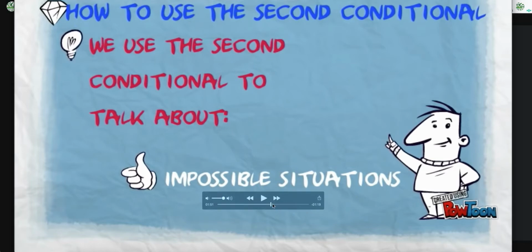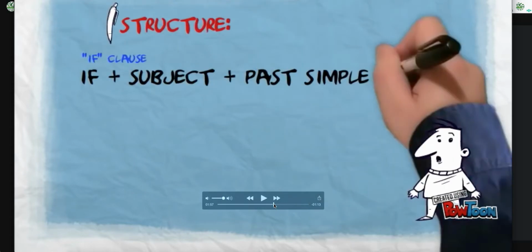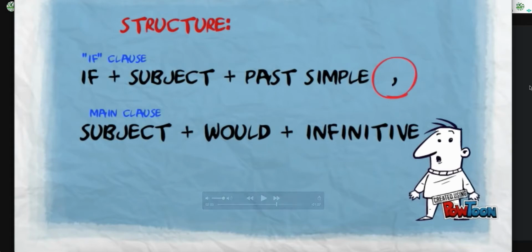So let's check some examples to make it easier. But first, let's go with the structure. Sophie, can you tell me?